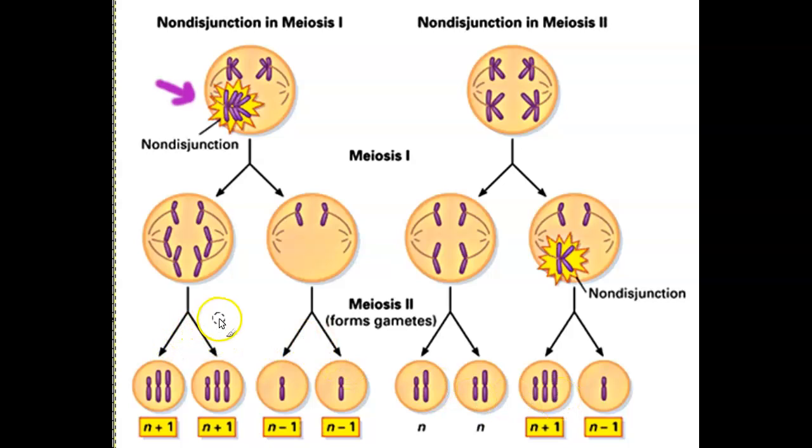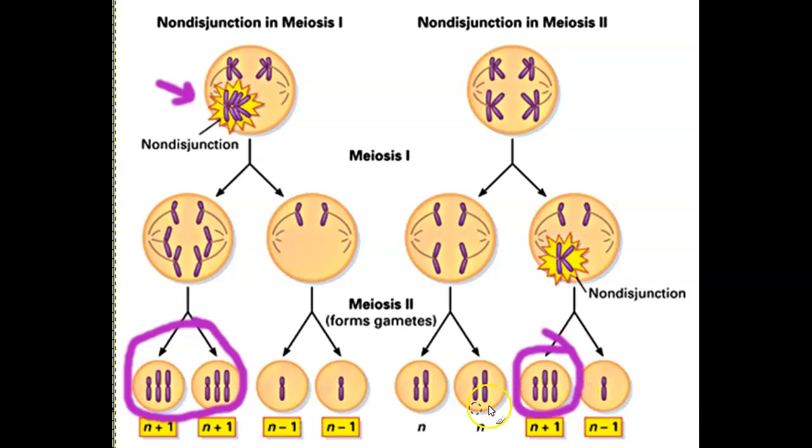So these ones, right, they're going to have 3. These ones are going to have 1. These are going to have 3. 1, now look at that. So 3, 3, 1, 1, 2, 2, 3, 1. So aneuploidies are caused by a non-disjunction in either meiosis 1 or meiosis 2.